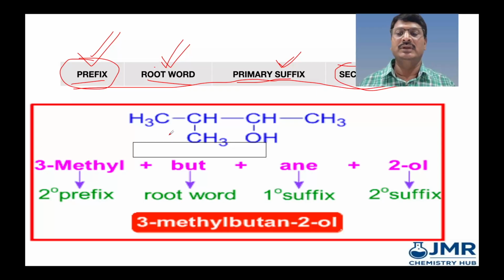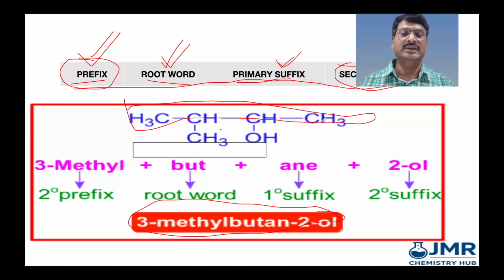For example, let us take this compound: 3-methyl butan-2-ol. In this, the number of carbons in the continuous main chain is 4. This one, CH3, CH, CH, CH3.